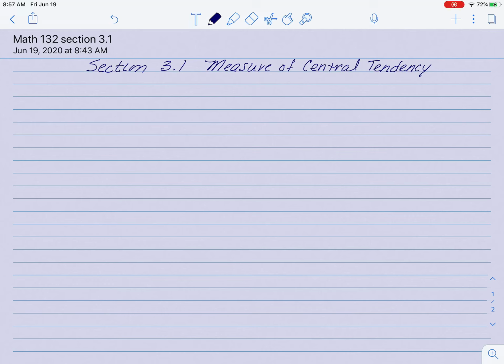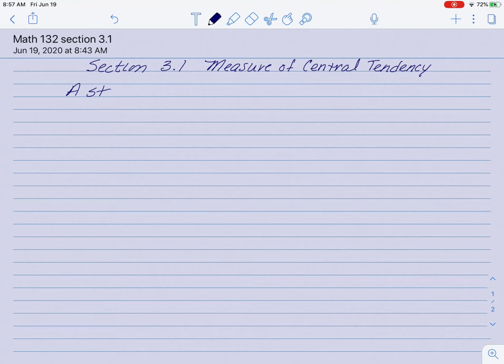Hi all, we're in section 3.1, measures of central tendency, and this is the beginning of what we talk about in terms of statistics more. The first part was organizing the data, and now we're going to actually calculate some measurements. The first thing we want to do is define what a statistic is.